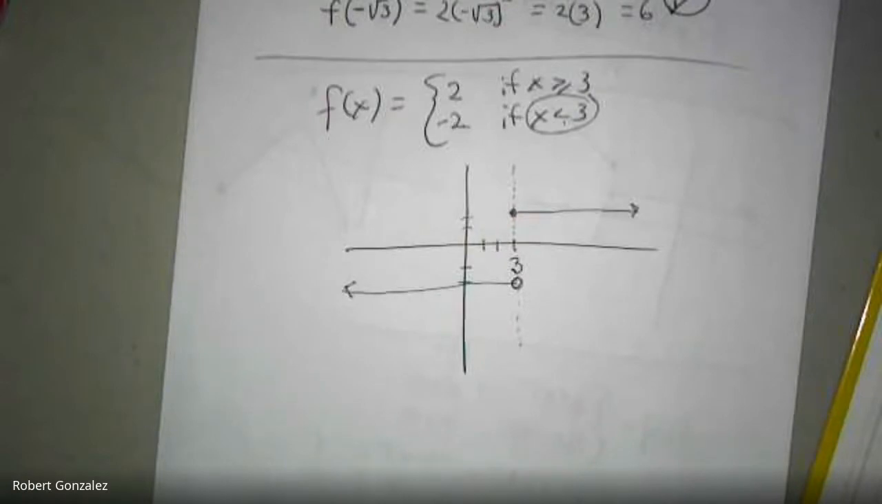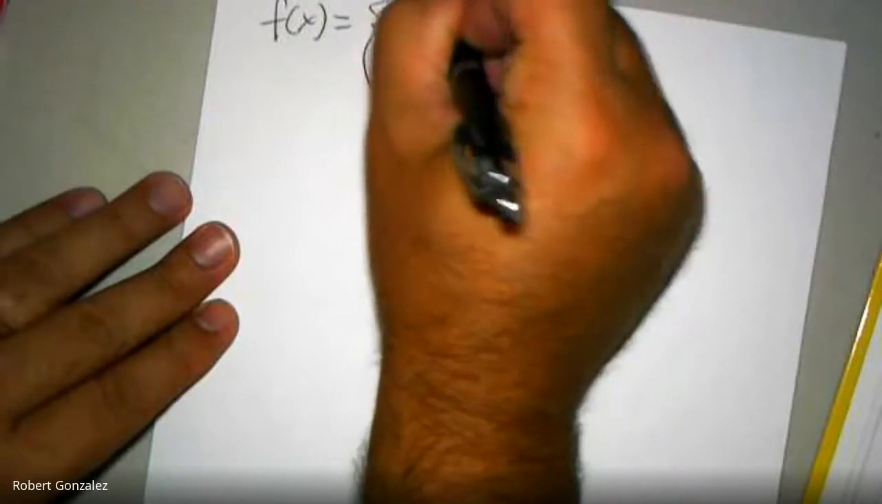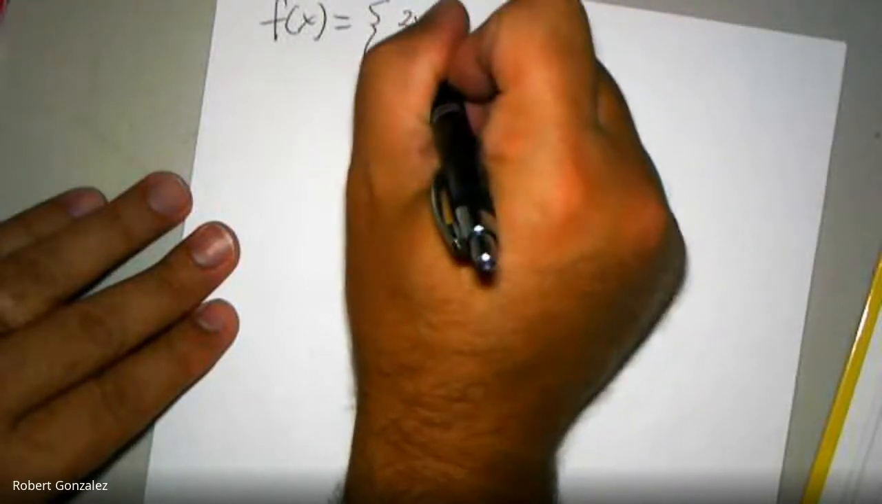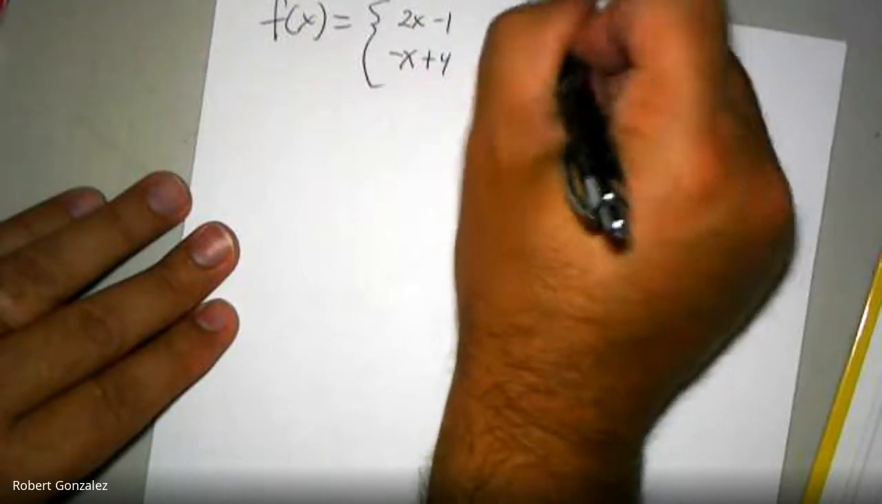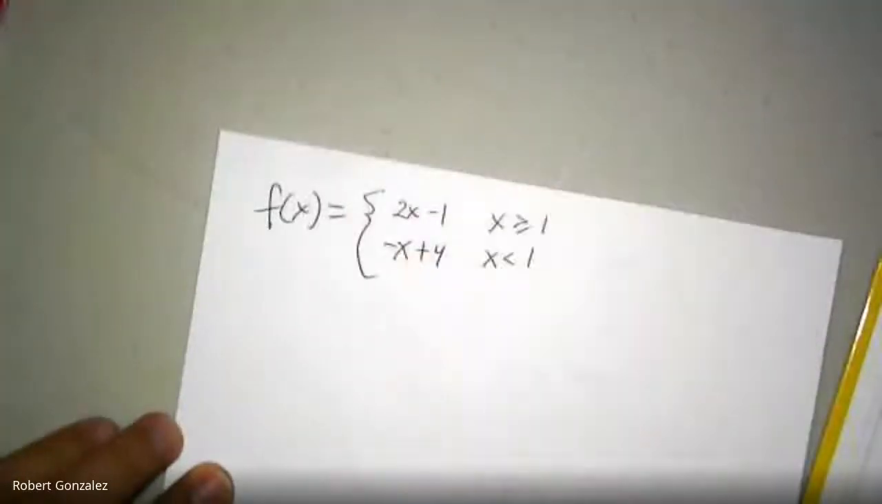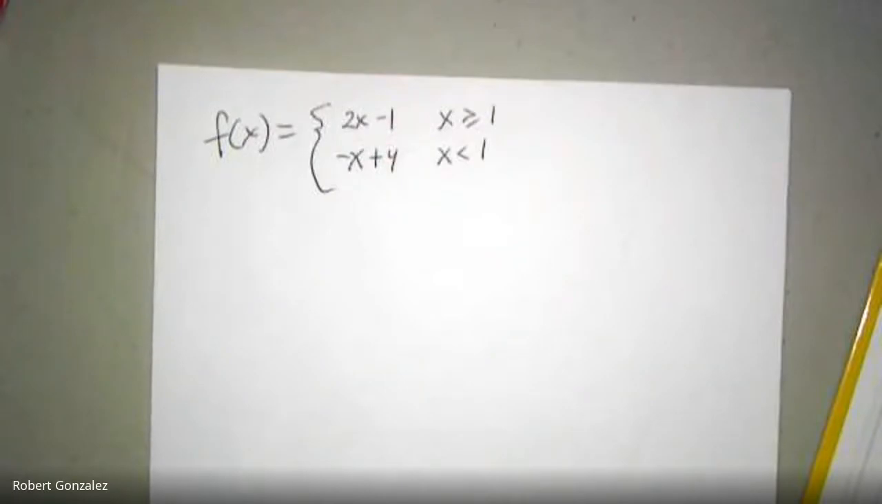Let's do a harder one now. Let's do one involving an actual slope and y-intercept. Okay. Let's say we have f of x equals 2x minus 1 for x greater than or equal to 1, and negative x plus 4 for x less than 1. There we go, sorry. Here we go. Okay, go ahead and copy that down, and then we're going to do it.